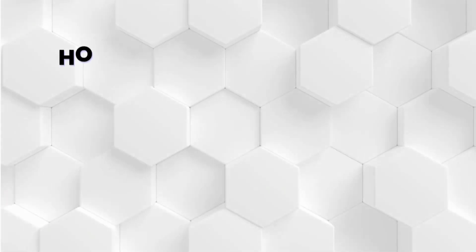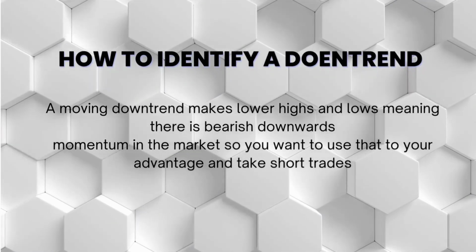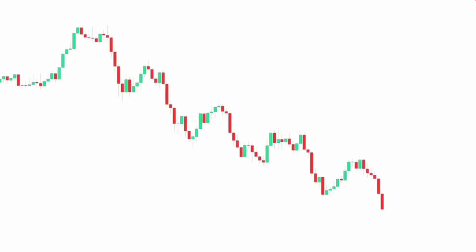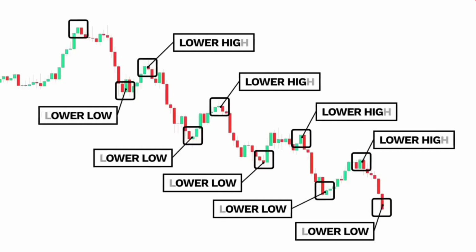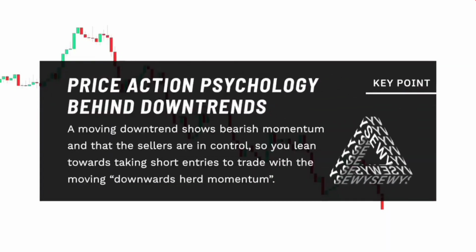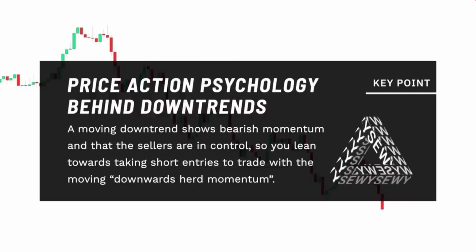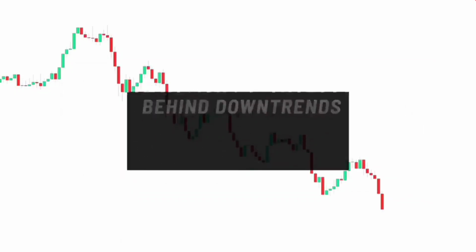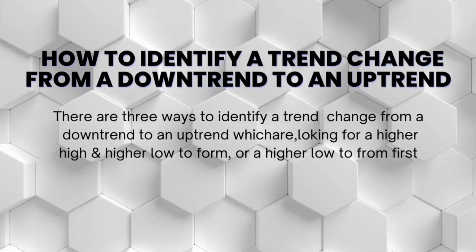So how do you identify a downtrend? You have your runs here and your pullbacks here, which means the downtrend makes lower highs and lower lows. From a price action standpoint, a moving downtrend shows bearish momentum, and the sellers are in control. So you lean towards taking short entries to trade with the downward momentum here.